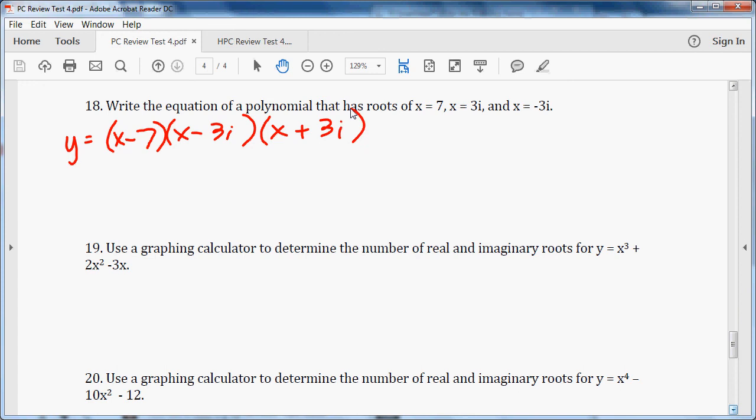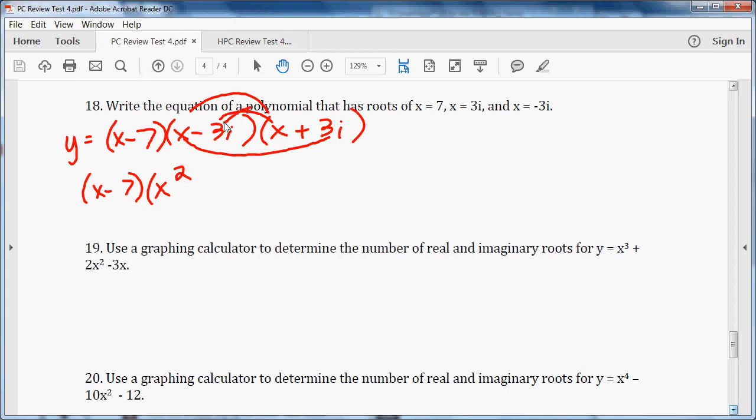When we're foiling this, you should always do the ones with the imaginary first. So I'm going to start by foiling here. X times x is x squared. And then the whole reason we do these is it's going to cancel out the imaginary parts. Because look, you get positive 3ix minus 3ix. So those two terms cancel out. So I just end up with x times x is x squared, and then negative 3i times positive 3i.